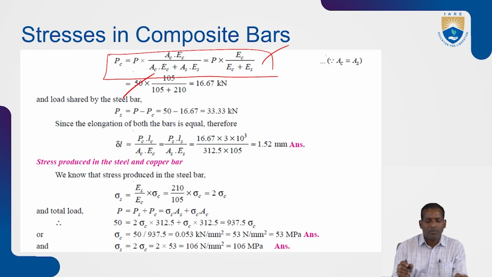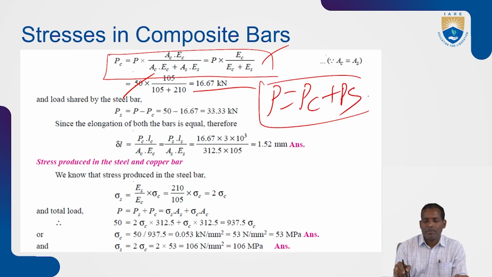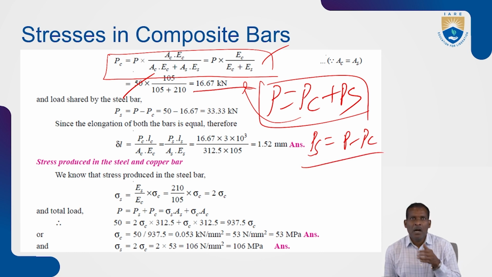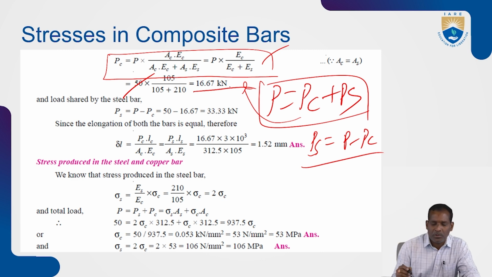Now substitute the given values. The total load is 50, and copper 10^5 plus 210. You will get 16.67 kilonewtons. You know the total load P is equal to PC plus PS. Since PC is 16.67, PS is equal to P minus PC. The total load shared by the composite bar is 50 kilonewtons, and the copper load is 16.67, already calculated in the above step. Substitute, and you will get 33.33 kilonewtons.